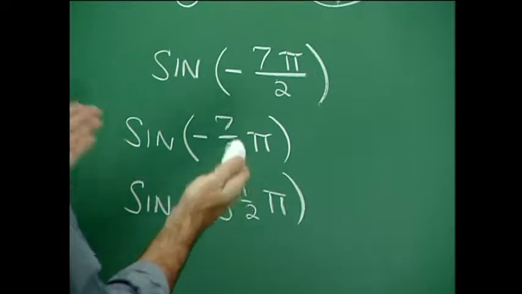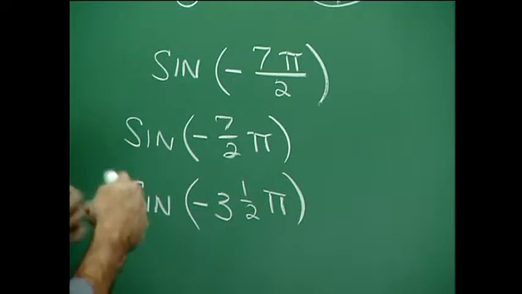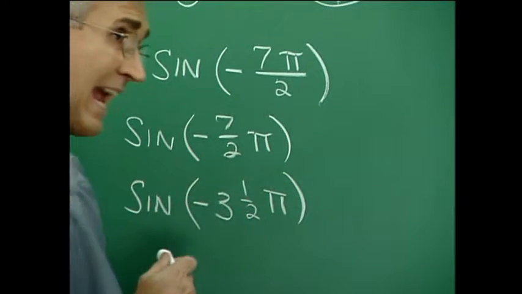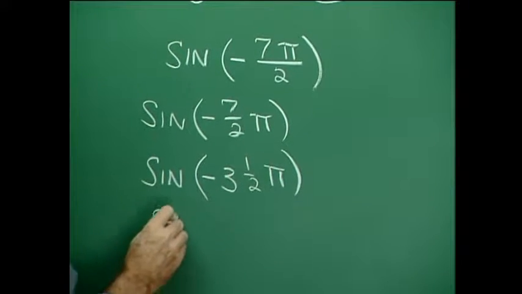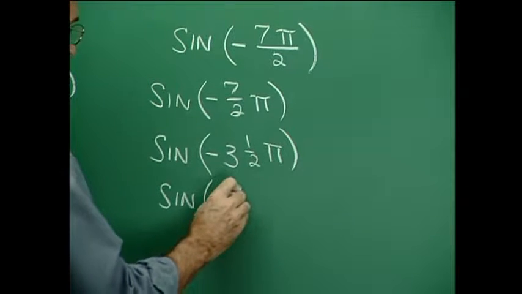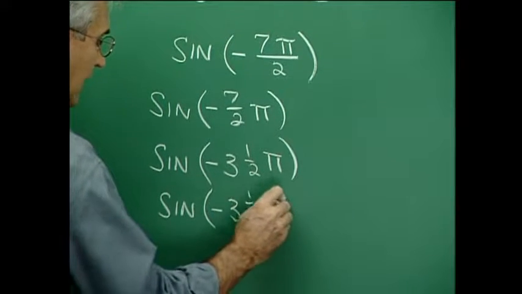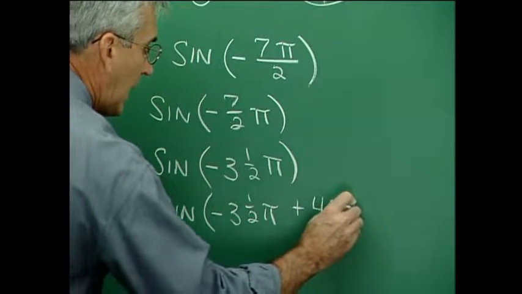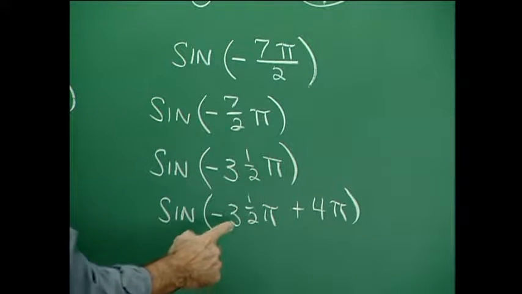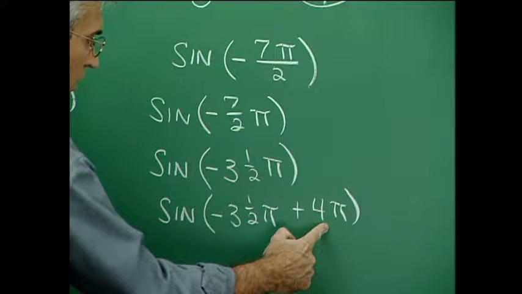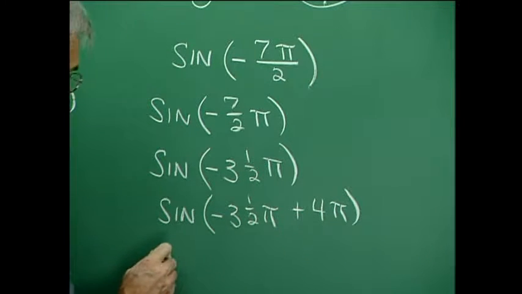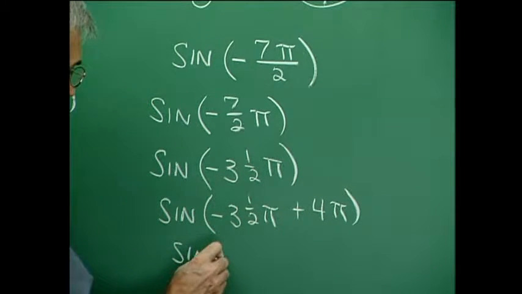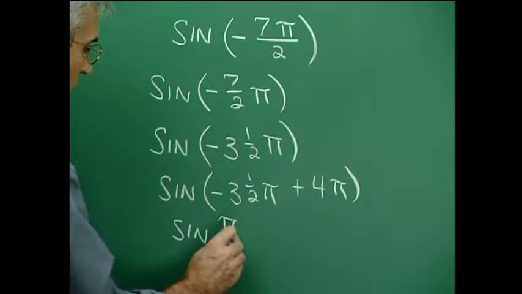Well, I can add units of 2 pi here, add or subtract if I want to. I think I want to add units of 2 pi here, maybe a couple of them. So this is the same as the sine of -3.5 pi plus 4 pi. You see, and -3.5 plus 4, oh, that's a half a pi, or pi over 2. So this is really the sine then of pi over 2.